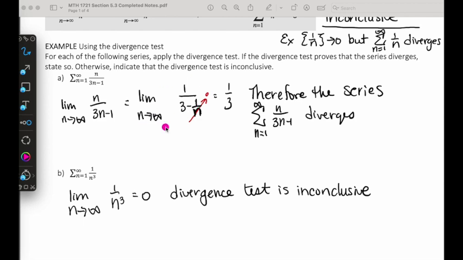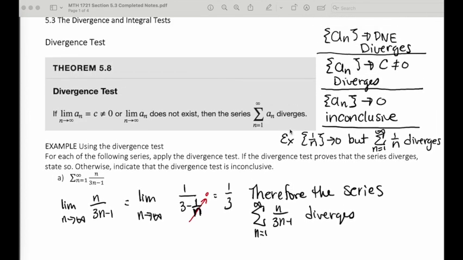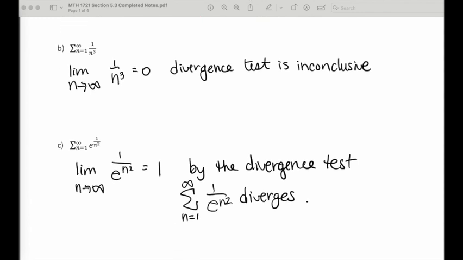And so that way, when I take the limit now, I can see that this approaches 0, and I'm left with 1/3. Now, because this is a value other than 0, we know that the series of n over 3n minus 1 is going to diverge. So if we look back up here, if either one of these cases is true, if the sequence doesn't have a limit, or if the sequence has a limit other than 0, we know for sure by this theorem the series diverges.